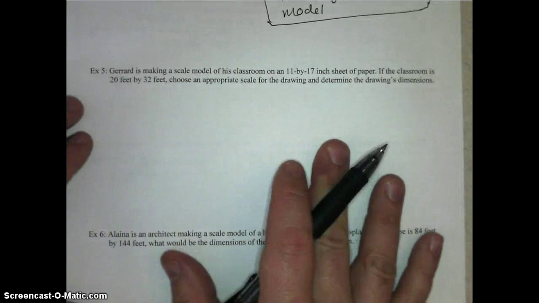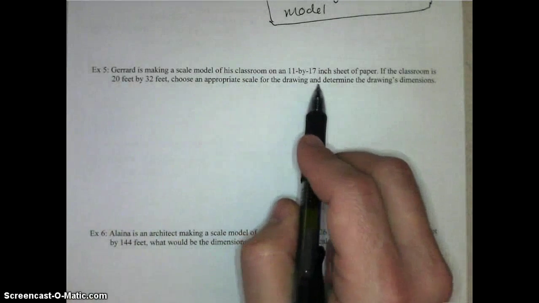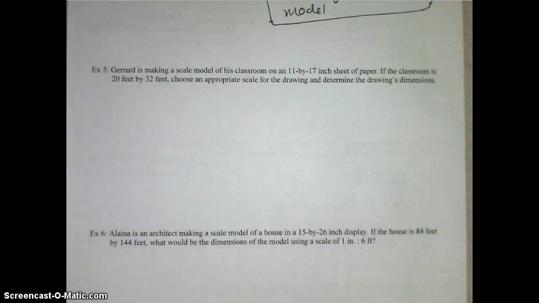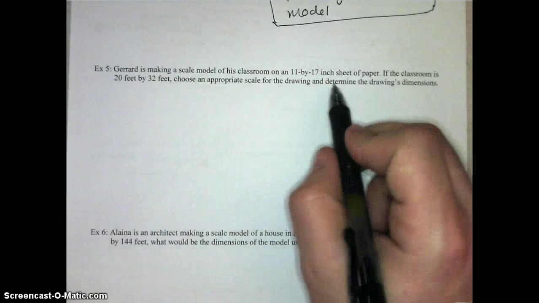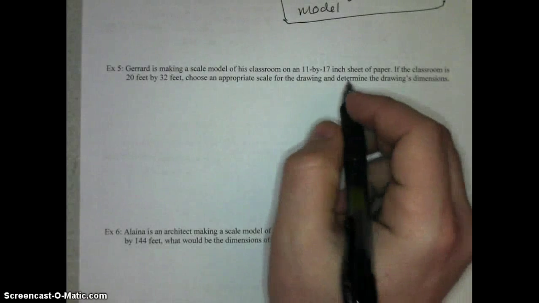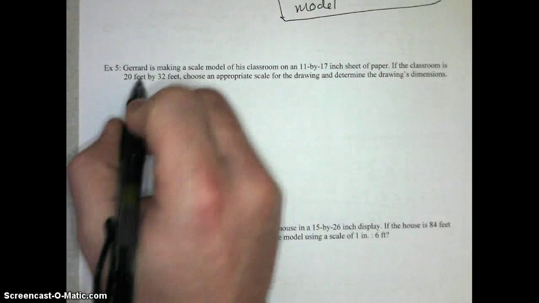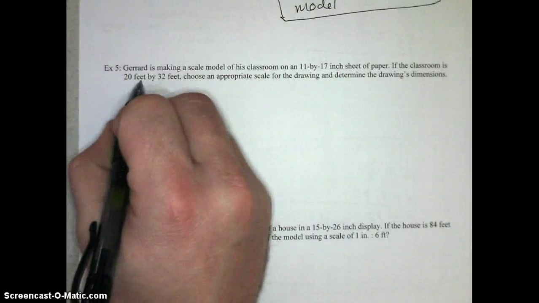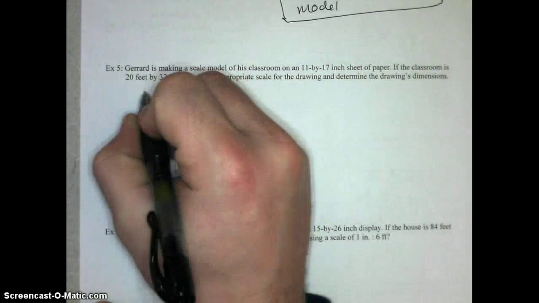Okay, let's take a look at example 5. Gerard is making a scale model of his classroom on an 11 by 17 inch sheet of paper. If the classroom is 20 feet by 32 feet, choose an appropriate scale for the drawing and determine the drawing's dimensions. So let's start by trying to figure out what the amount of feet per inches could be if I take 20 feet and divide by the 11 inches of my sheet of paper.